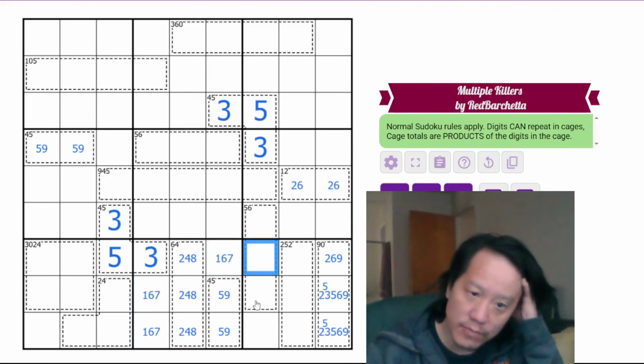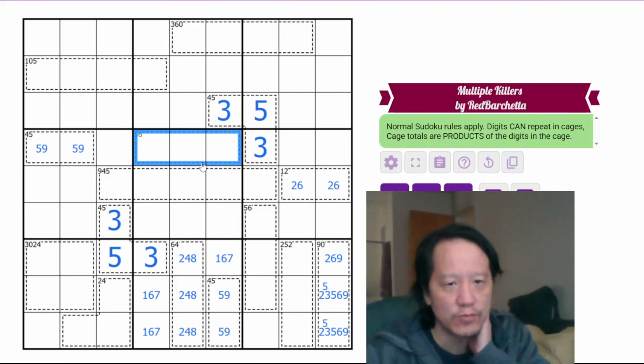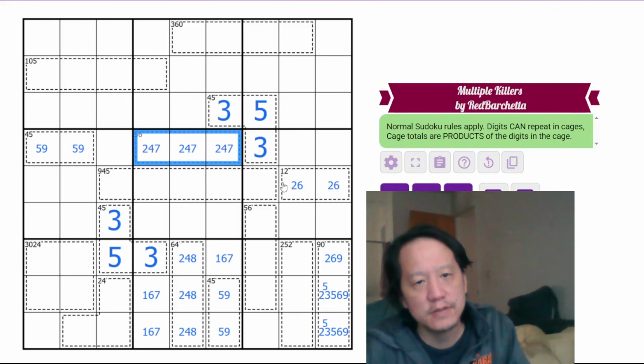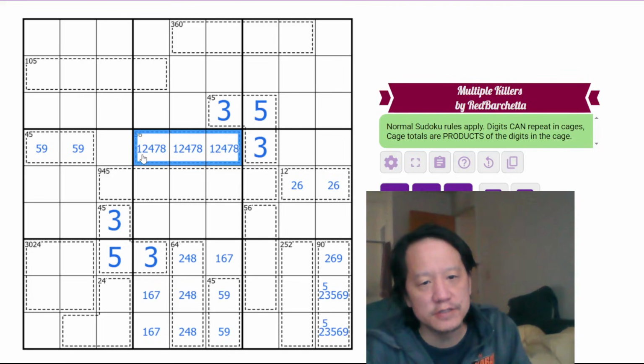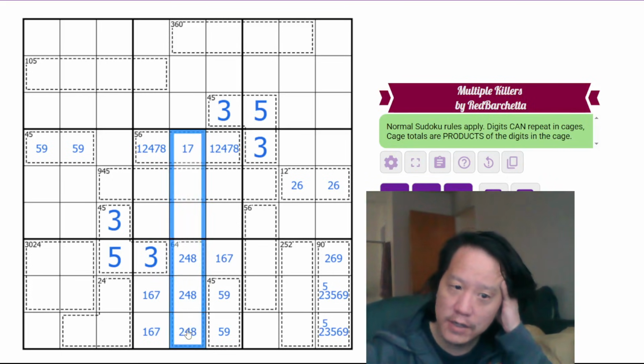Okay. This again is 7, 2, 4 or 7, 1, 8. We know there's a guaranteed 7. This cannot be 2, 4, or 8 because of the 2, 4, 8 triplet in the column.